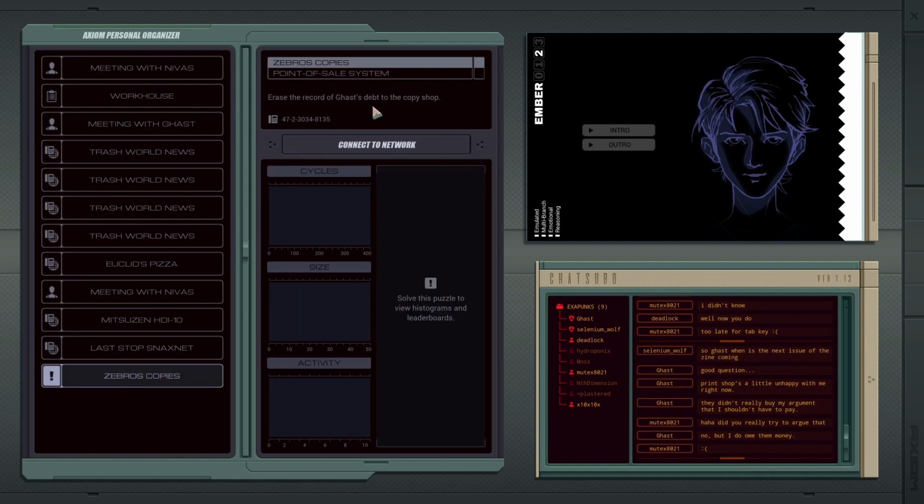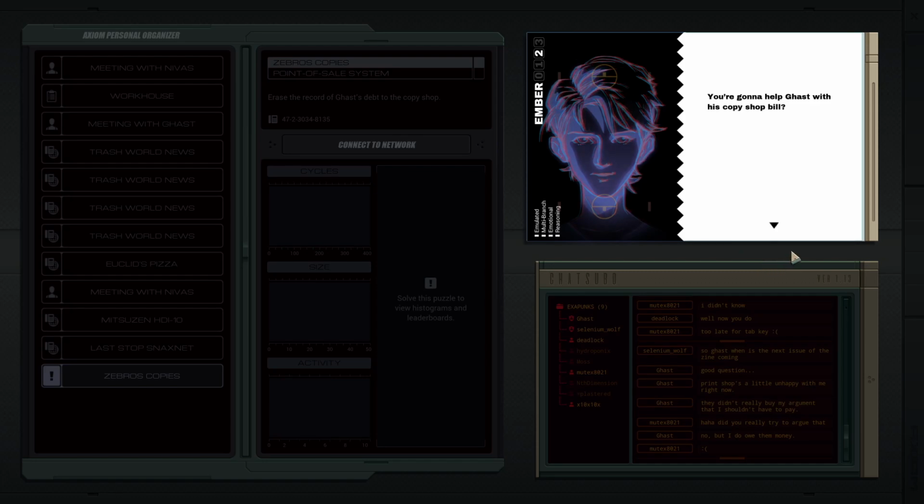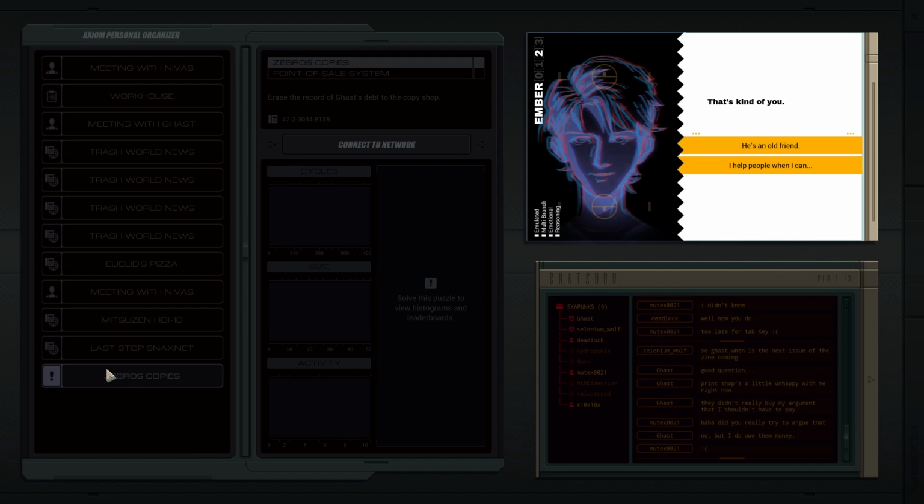Erase the record of Gast's debt to the copy shop. Okay, that's funny. Let's try this out. You're going to help Gast with this copy shop bill? That's kind of you. Oh, so this is... How do I know when it's me deciding to do this and when it's Ember telling me I have to do it?